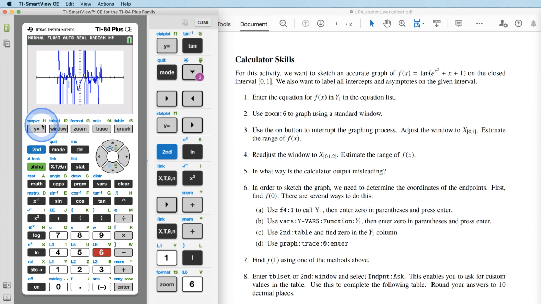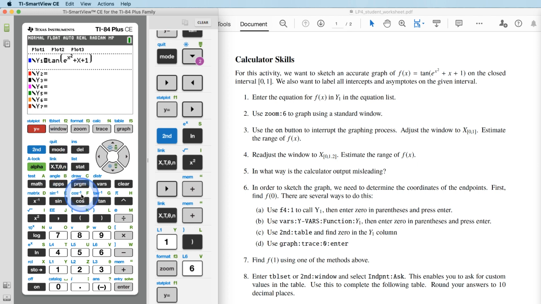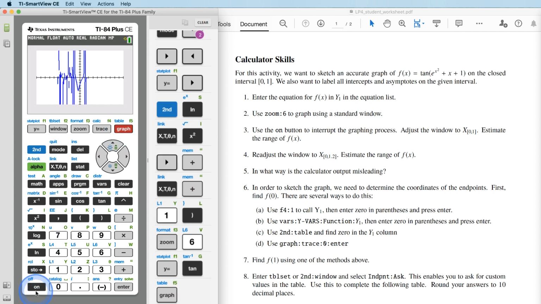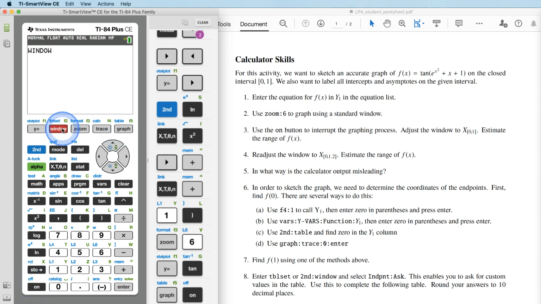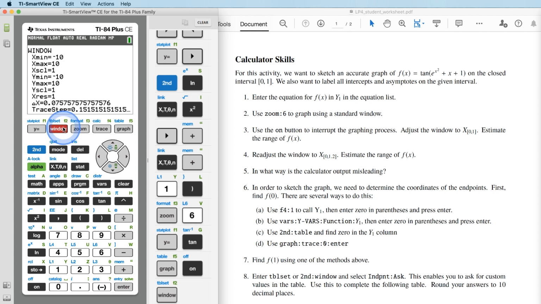So I'm going to try this one more time and see if I'm quick enough, I might be able to interrupt it, but mine did graph fairly quickly. So let's try this again. I'm going to hit graph, on. Oh, I didn't make it in time. I can probably slow this down. Let me see if I can slow this down for me here. But hopefully you're seeing it on your handheld calculator, that if yours is graphing slowly, just press the on button and it will interrupt it.